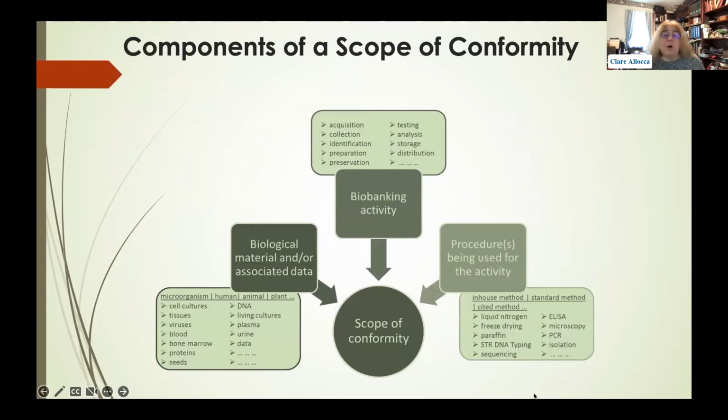So in the following areas, a scope of conformity is developed. And in that, you can include what biological materials and associated data is this biobank accredited for? What kind of biobanking activities, again, are in this accreditation, and what kind of procedures? So if you are a customer of, say, a biobank or any other accredited institution, and many of these are testing, for example, is often an accredited activity, but you should check their scopes of conformity. These are publicly available to make sure that whatever service you're interested in is something that is accredited, if that's your requirement as your business.